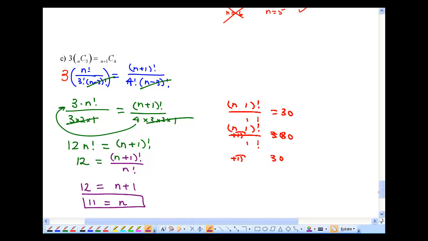And by the way, with all these algebraic equations, you can always double check this, plug n back in, and just kind of say, well, 3 times 11C3, is that equal to 12C4? And I'll leave that as an exercise for you to check. And if you check and it's good, then you're good. And so are we. See you next time.